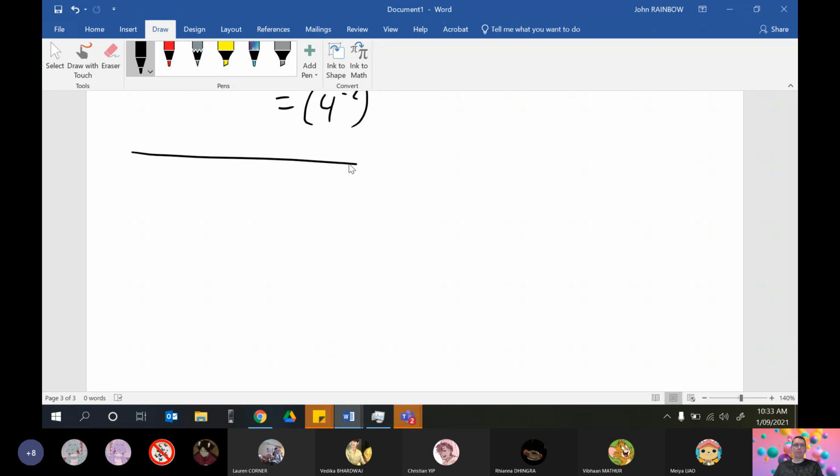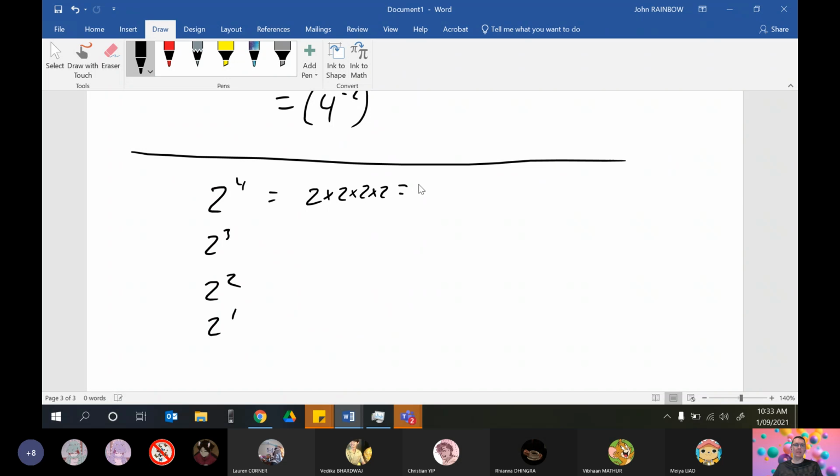Let's look at the power of 0. If I've got 2 to the power of 4, 2 to the power of 3, 2 to the power of 2, 2 to the power of 1. 2 to the power of 4 is 2 times 2 times 2 times 2. 2, 4, 8, 16. This is 2 times 2 times 2, which is 8. This is 2 times 2, which equals 4. This is just 2, which equals 2.